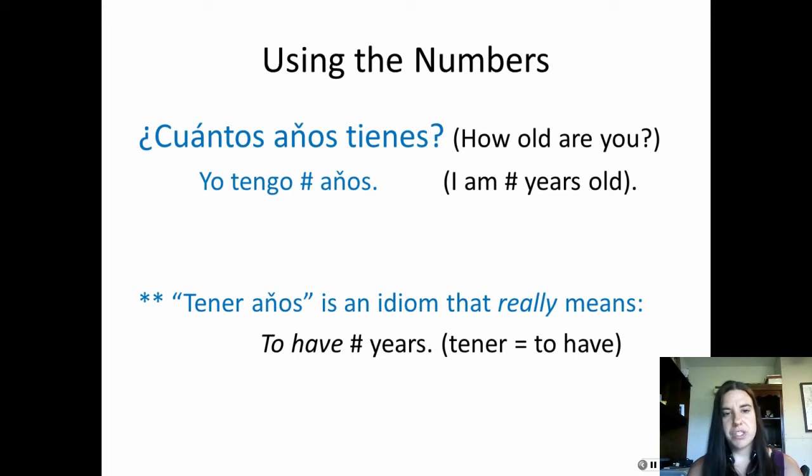But I don't want you to get confused thinking that ¿Cuántos años tienes? means how old are you? How old are you is how we ask it in English. In Spanish, they ask, How many years do you have? And you answer with, I have a number of years.